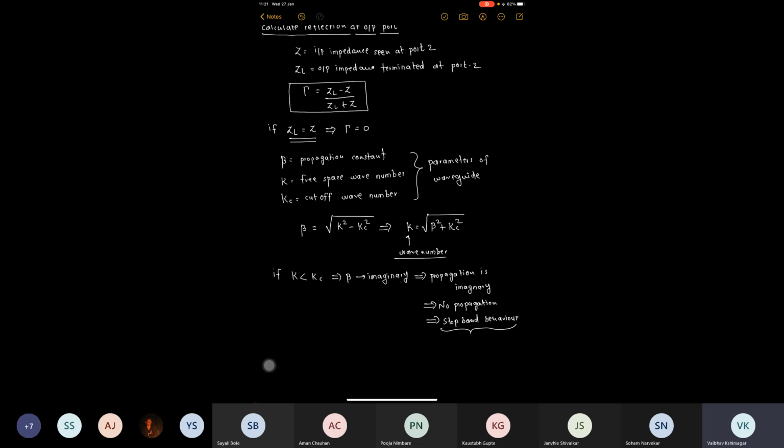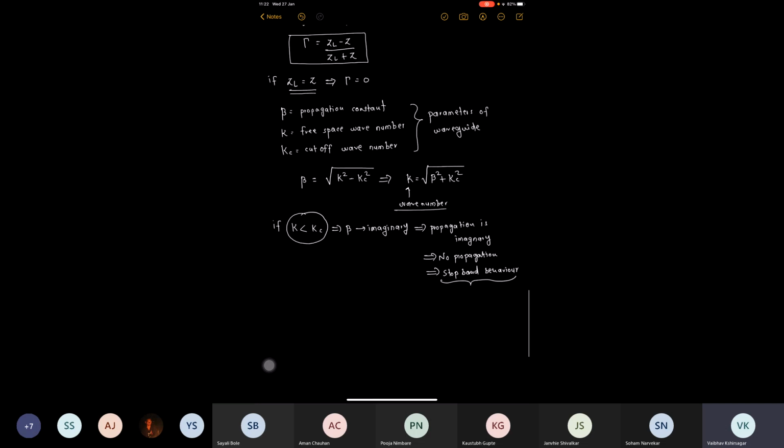Okay. So what will happen when we maintain the value of k such that it is lesser than the cutoff wave number, that is kc? At that time, the propagation constant will become imaginary, and that indicates that propagation is imaginary. That means there is no propagation at all, and whenever there is no propagation, the signal will not propagate, and it simply indicates that it will show us the stop band behavior.